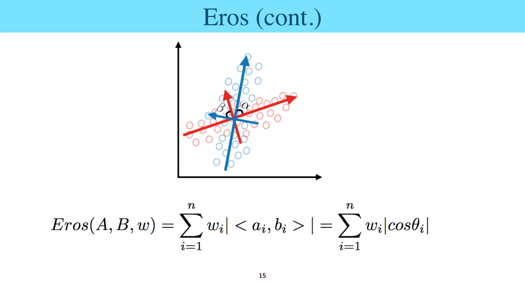In this equation, W is the weight vector. A_i and B_i are the ith eigenvectors of A and B, and basically J-Eros computes the absolute value of the cosine of the angles between corresponding eigenvectors of two multivariate time series. It computes a weighted sum of all of these cosine values, and this weighted sum is the similarity between two multivariate time series. In this figure, we can see corresponding eigenvectors and the angle between them.